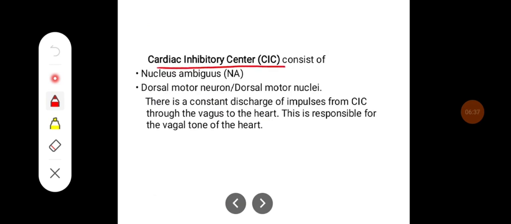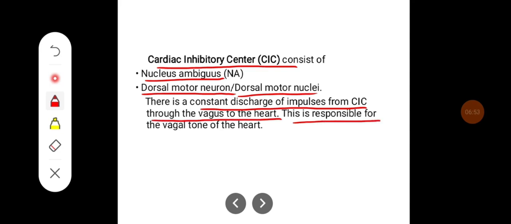The cardiac inhibitory center consists of nucleus ambiguus and dorsal motor neuron, or dorsal motor nuclei. There is a constant discharge of impulses from cardioinhibitory centers through the vagus to the heart. This is responsible for the vagal tone of the heart.